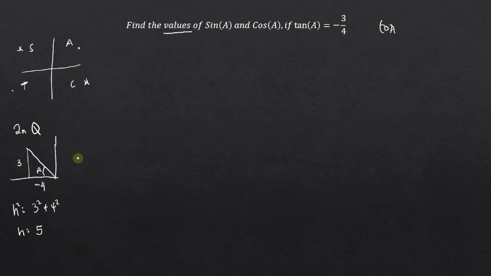So from here we can find our sine A to be equal to opposite over hypotenuse, which is 3/5. And then we can find our cos A to be equal to -4 over 5. Okay, so realize that in the question they talk about values, so you should know that they are not expecting only one value. Now the next one is when we consider that it is in the fourth quadrant, right?